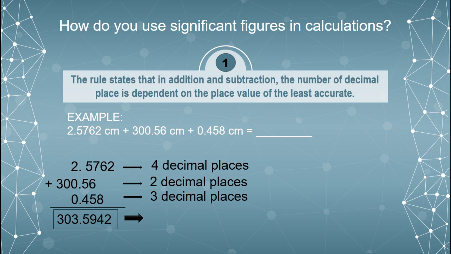Therefore, 303.5942 will become 303.59 na lang, which is 2 decimal places lang according to the least accurate place value. Okay? Then, do not forget to write the unit. Okay? So, I hope nasabta na, no? But, anyway, another example.